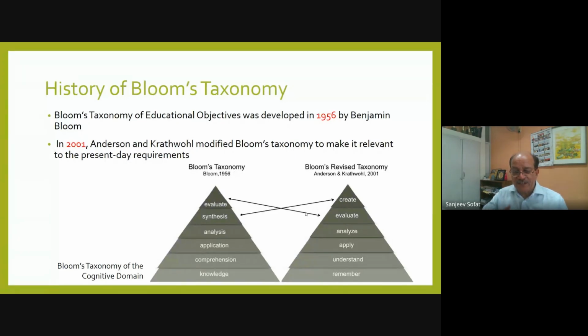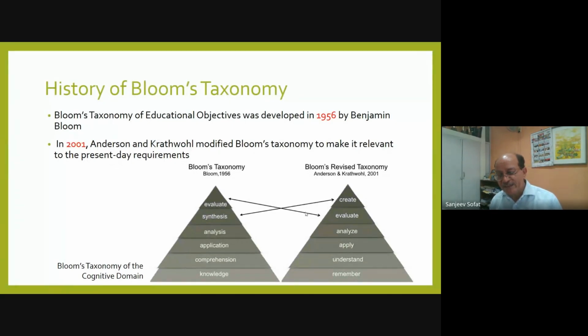We take it as six levels: knowledge, comprehension, application, analysis, synthesis, and evaluation. That was the earlier one. Then, how much we can remember, how much we understand, how we can apply, analyze, evaluate, and create. This is what came up as the revised Bloom's taxonomy.